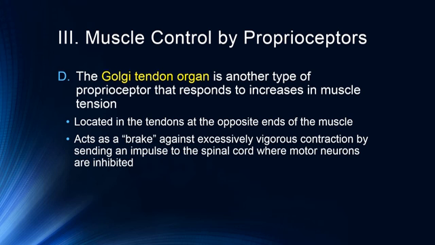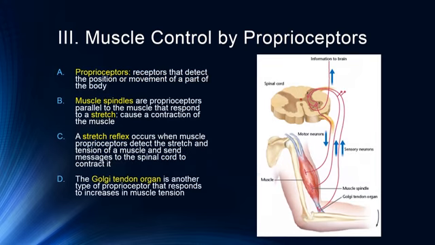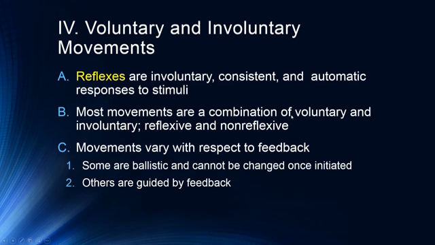Sometimes you get this muscle failure from an excessively vigorous or excessively heavy contraction, sending an impulse to the spinal cord where motor neurons are inhibited. Again, this occurs due to overexertion of the muscle fiber. So if we look here, we have the muscle spindles that respond to stretch, and we have the Golgi tendon organs that respond to increases in muscle tension. These then go up to the spinal cord, and those interneurons in the spinal cord can cause these reflexes to happen automatically.